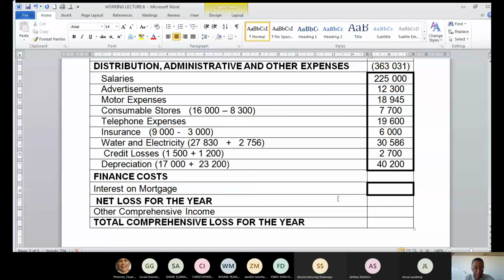There is still one expense that you must bring into account. That is the expense for interest on mortgage. Interest on mortgage expense amounted to 28,750. That's the only finance cost that we have. And our finance cost is therefore the amount of 28,750.